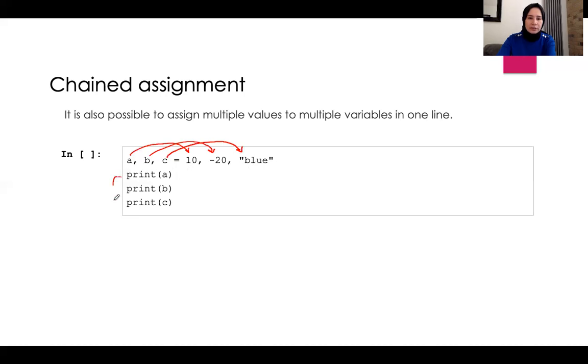And when you print each of these variable names, those are the results you will get. Basically, they will return the values they are holding, right? So 10 for A, -20 for B, and blue for C.